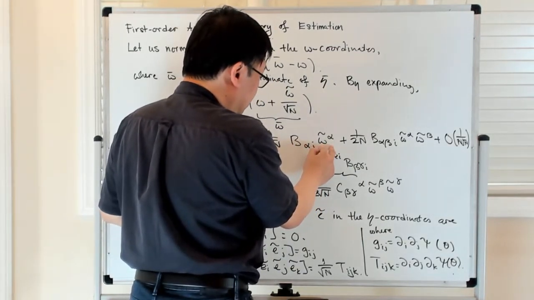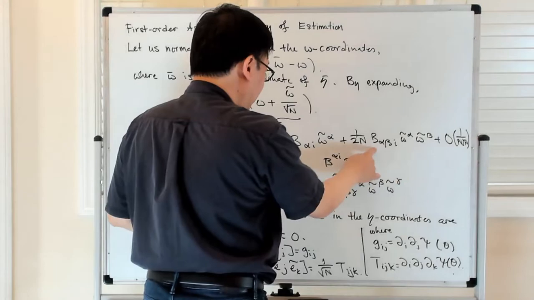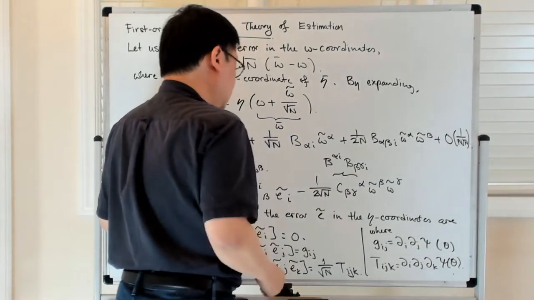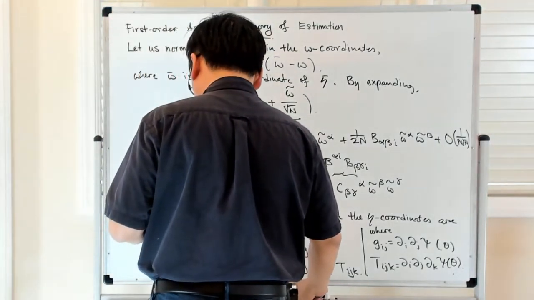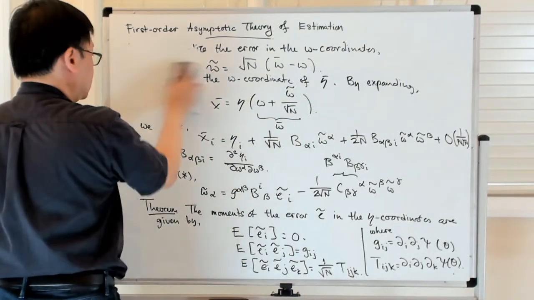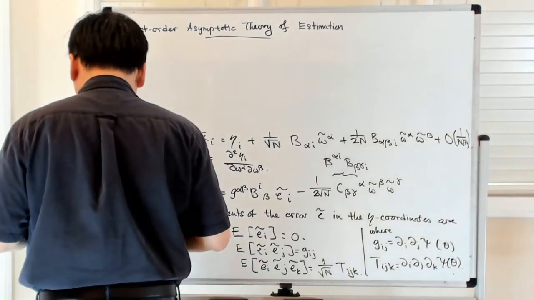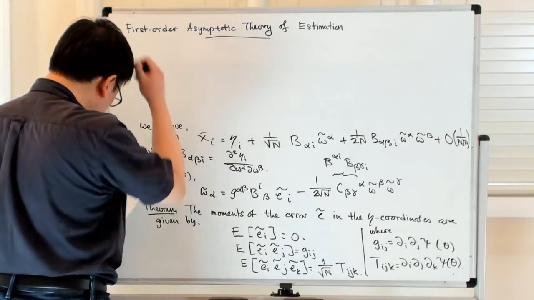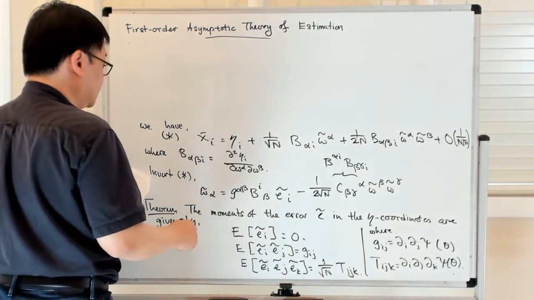I have to take this tensor and then multiply it by the inverse of this, right? That's exactly what we have here, right? Okay, all right. So with that, okay, so now you have an expression for w tilde α, right? So I can look at the error now in the w coordinates, right?